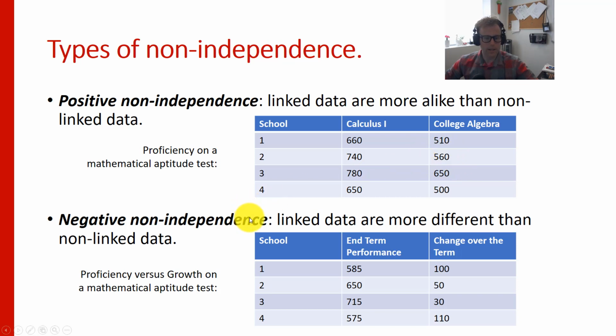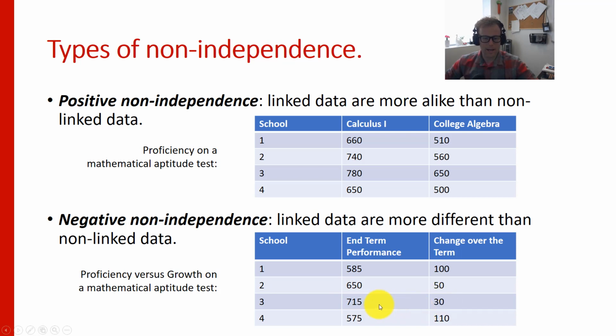Similarly, we can have a negative non-independence, which is where linked data are more likely to be different than non-linked data. In a similar example, if we look at proficiency versus growth on mathematical aptitude tests in 4 different schools, we might have schools that have different levels of end-of-term performance. So we have some very high-performing schools and some relatively low-performing schools. But we can then look at how much they change over time. And maybe schools that are performing worse actually changed quite a bit over the course of the semester, whereas those schools where students, at the end, it looks like they know more math, they didn't actually learn more math over the course of the semester.